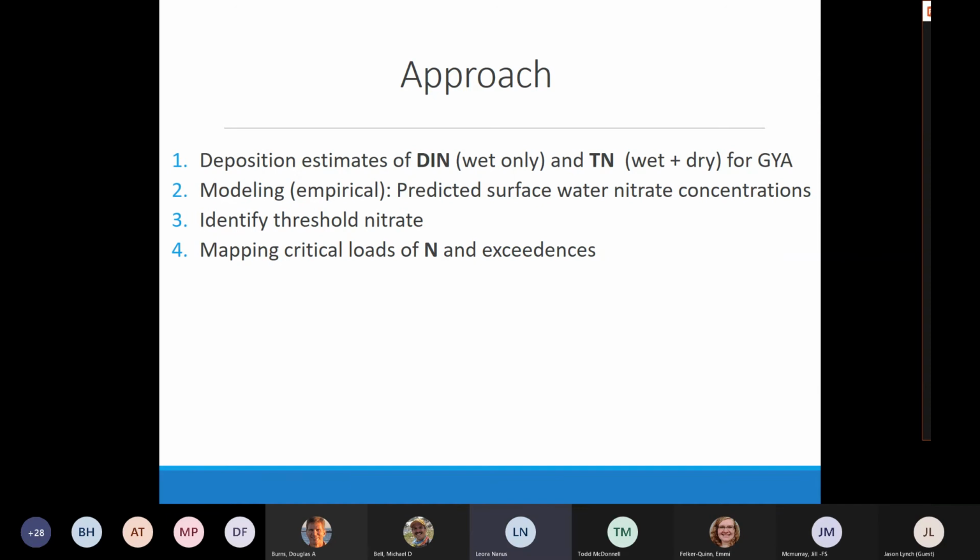The approach for this work to map critical loads of nitrogen and exceedances was to first create average annual deposition estimates of inorganic nitrogen, wet only, and also total nitrogen, wet plus dry, for the GYA, to develop predicted surface water nitrate concentrations using basin characteristics, and to identify a threshold nitrate value using diatoms as an indicator of ecosystem health. And then finally, map critical loads of nitrogen and exceedances across the GYA.